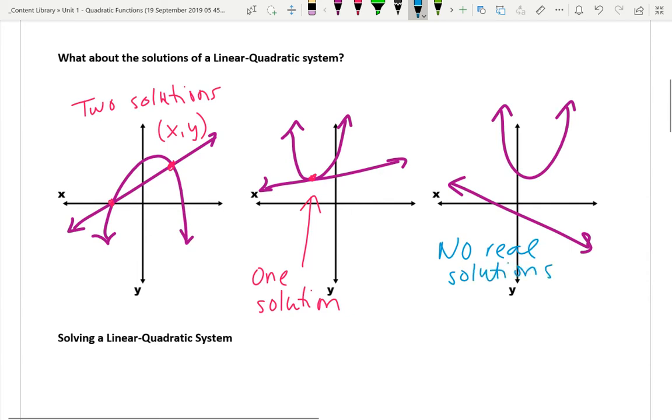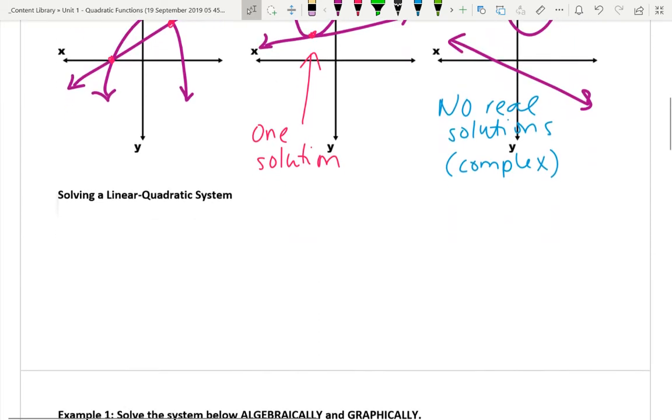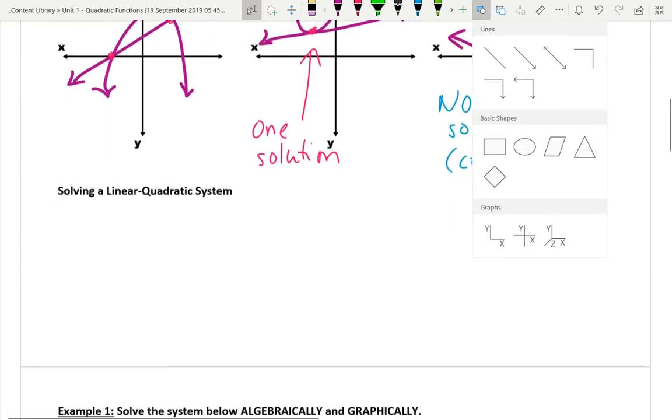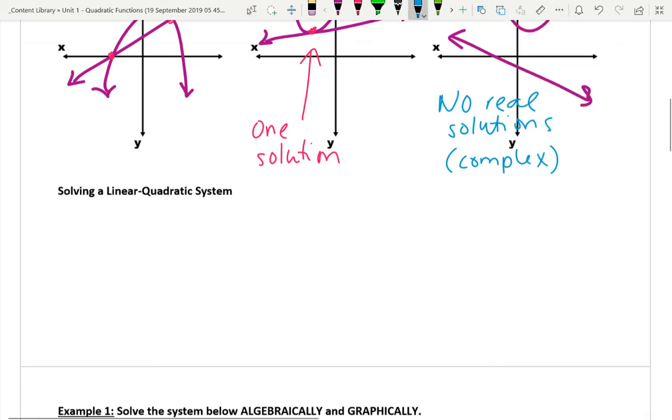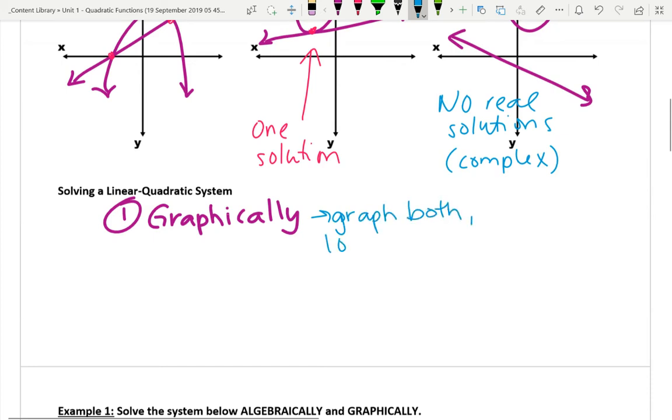However, that's not going to stop you because last week we were introduced to a new number system. So this is here where we would maybe start to look for complex solutions instead of real solutions. So how would we do this with a real linear quadratic system? Well, there are two ways that we could do this. The first way we could do this is graphically. And that's exactly what it sounds like. We would graph both equations and then look for the intersection.